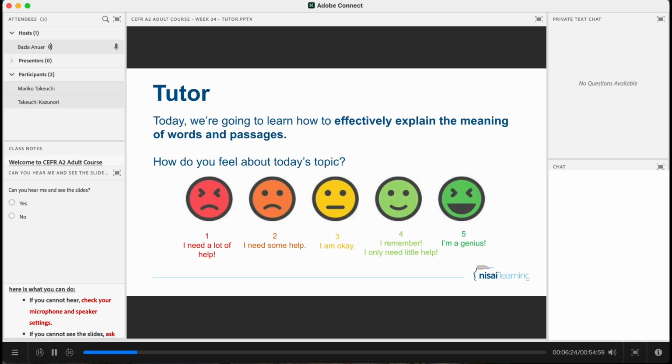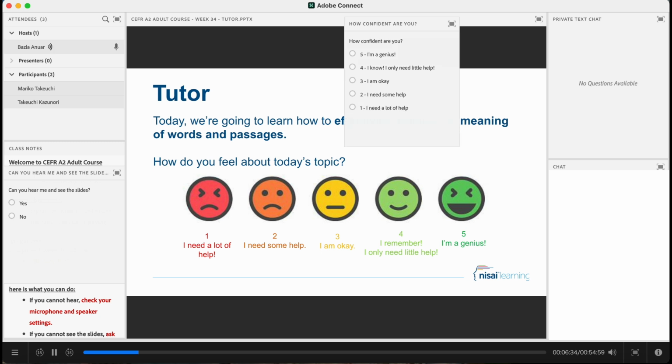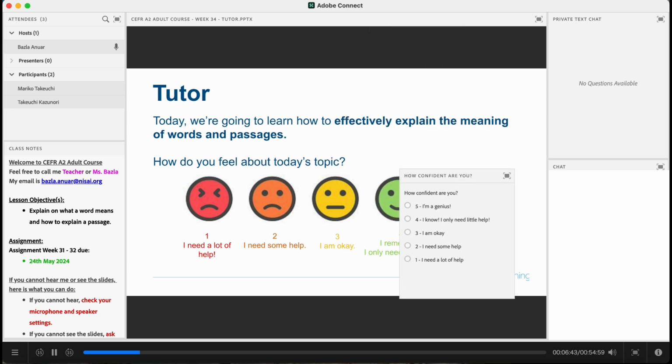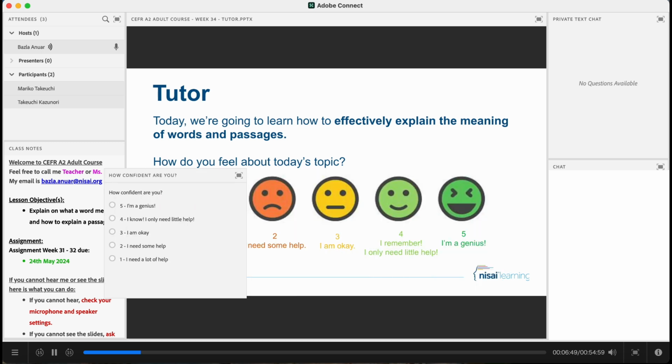Now we are going to learn how to effectively explain the meaning of words and passages. Now, if you could please vote in here and let me know how confident you are with this lesson objective. Okay, thank you. Can I have one more vote from Kazu? Okay, wonderful.